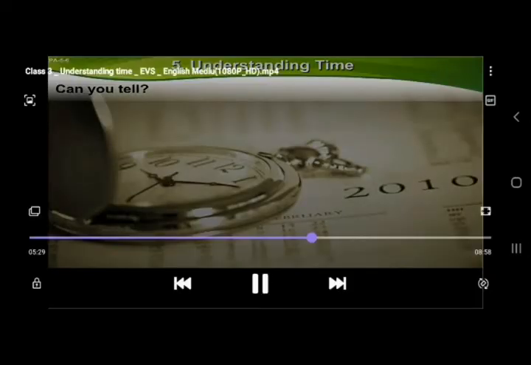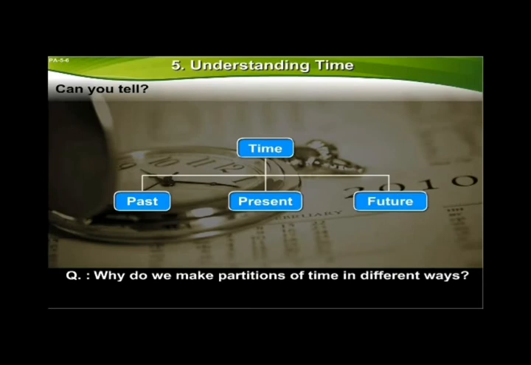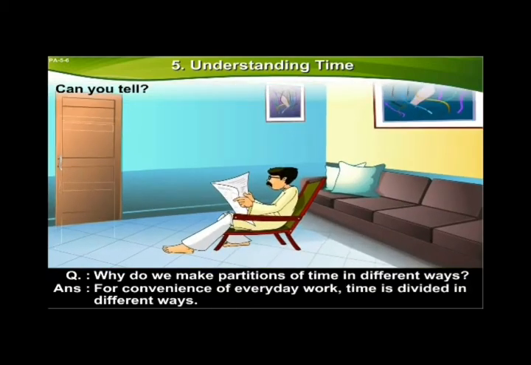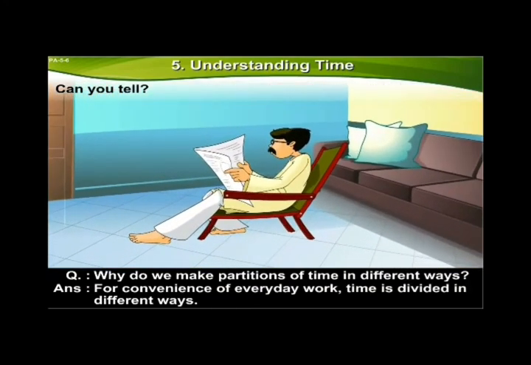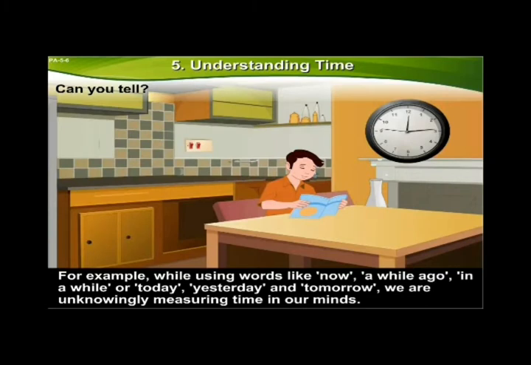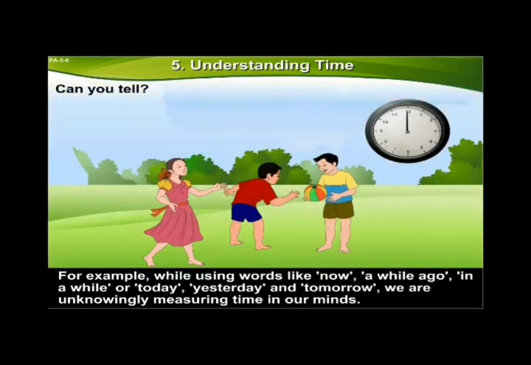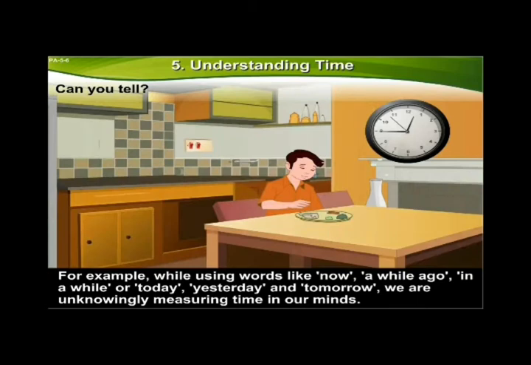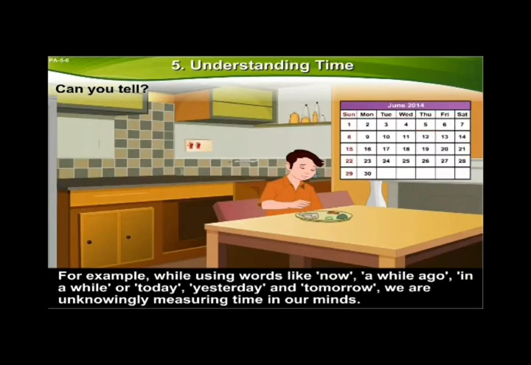Children, can you tell me why do we make partition of time in different ways? That is past, present and future. Yes, for convenience of everyday work, time is divided in different ways. For example, while using words like now, a while ago, in a while, or today, yesterday, and tomorrow, we are unknowingly measuring time in our minds.